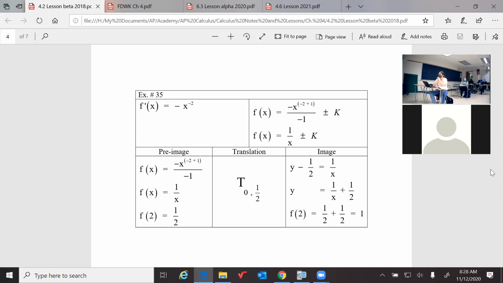Then what? They wanted it to go through the point 2, 1. Okay, so I put a 2 in here. If you put a 2 in the parent graph, you get 1/2. So it goes to the point 2, 1/2. You want it to go to the point 2, 1. You slide it up 1/2. So the slide is 0 right or left, up 1/2. Y take away 1/2 equals 1 over x.